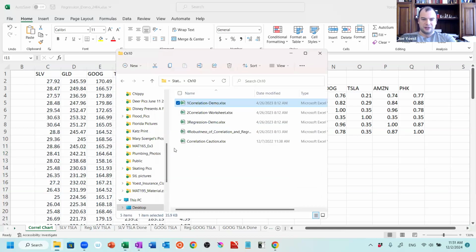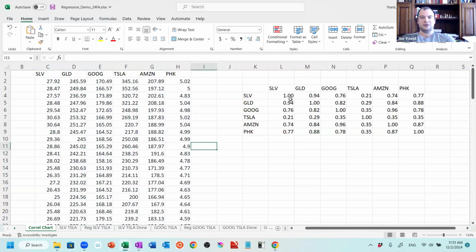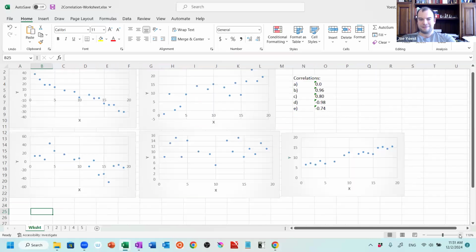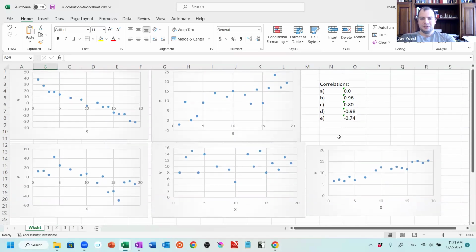Okay, so let's take a look at number 2 here, correlation worksheet. Let's get that to load. There we go. So pull this up and take maybe a minute or two and take a look across this worksheet and try to line up which of these 5 correlations goes with which of these 5 scatter plots. So take about a minute or so, take a look at it and try to line these up.